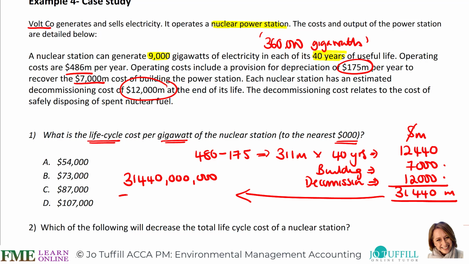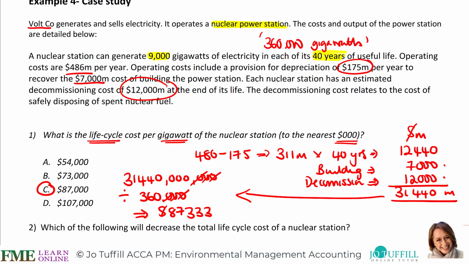the 360,000 gigawatts. See all those zeros. And if you divide that by the 360,000, you will get 87,333. It might be easier if you cross off those zeros and you divide 31,440,000 by 360. That gives you 87,333. We have to do it to the nearest 1,000, so therefore that is 87,000.